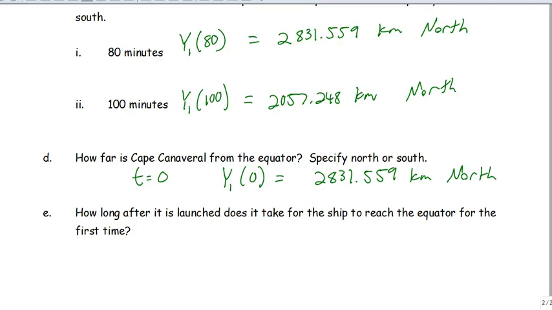Anyway, last problem. How long after it is launched does it take for the ship to reach the equator? The equator has a line of y equals 0. So that's all we know. So we're looking for where that hits. So I'm going to just get the calculator up, graph this, and see what's going on here.